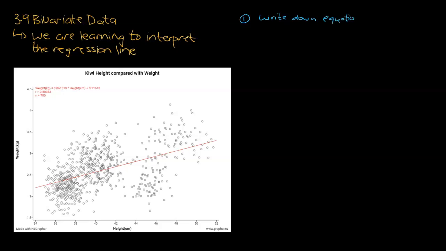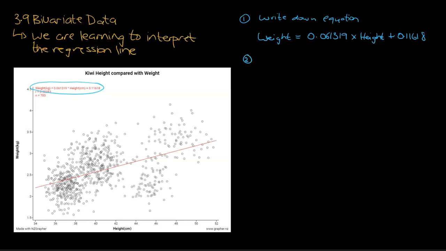I'll show you where that is. It's on our graph. This red stuff that comes up is the regression line information, and it's that very top one, the longest one, that is the equation we're looking for. In this case, we can find the weight of a kiwi. So the weight of a kiwi is equal to 0.061319. That little star is the same as a times, so I'm going to put a times there, times the kiwi's height, and then we are adding the other number, 0.11618. So that's the first step I always do, just jotting down the equation.